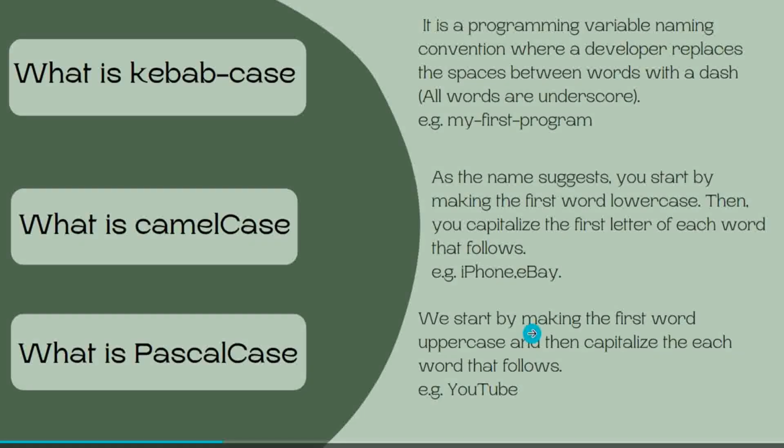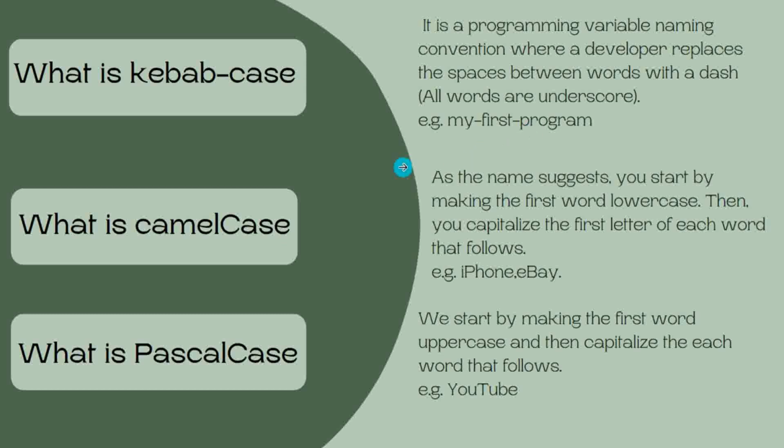So what is kebab-case? It is a programming variable naming convention where a developer replaces the spaces between words with a dash. All words are lowercase. So example is my-first-program. As you can see here, all words are in lowercase and each word has a dash in between.